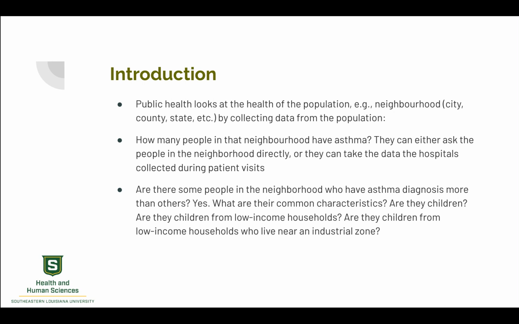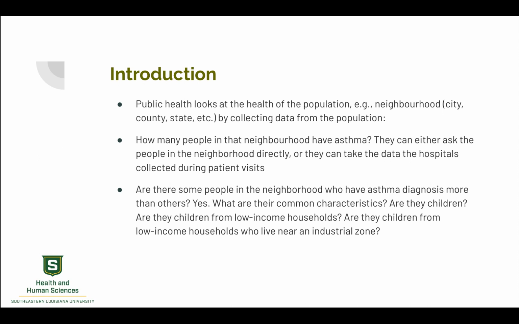So public health is looking in terms of, okay, we know that this is the number of people who have asthma in this neighborhood, but are there some similarities between these people who have asthma? Are they children? Are they children from low income families? Are they children from low income families who live near an industrial zone, for example?